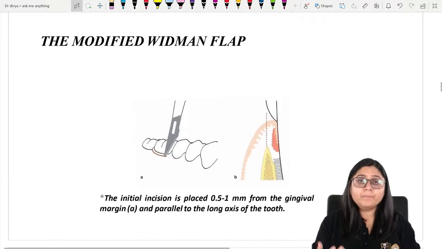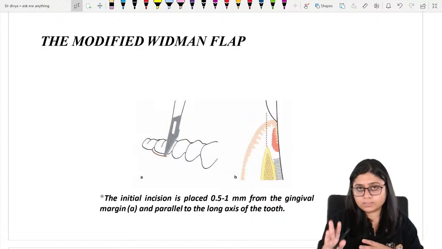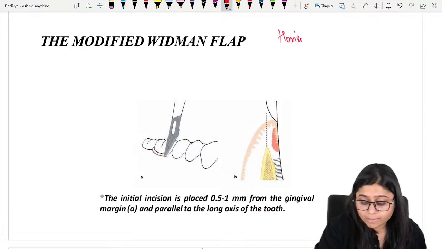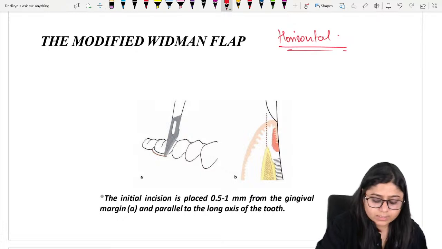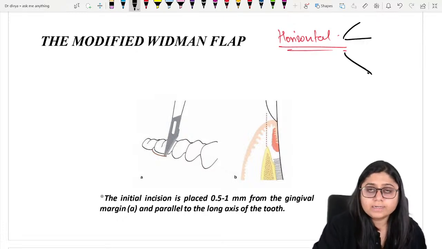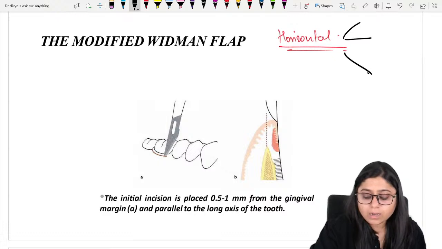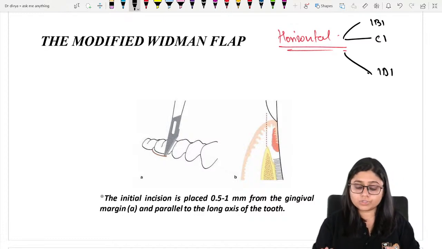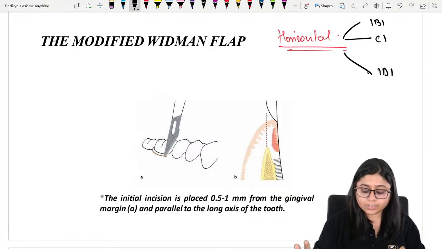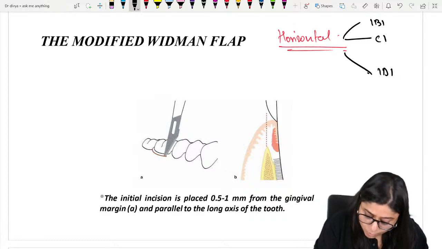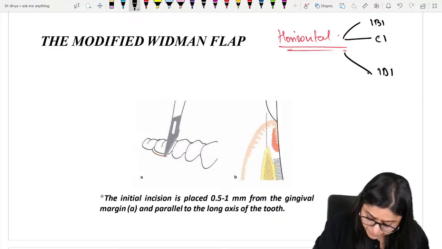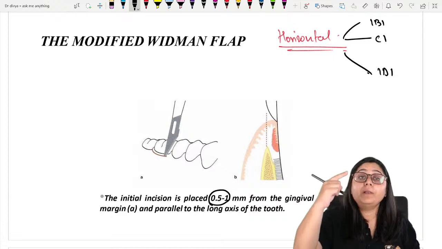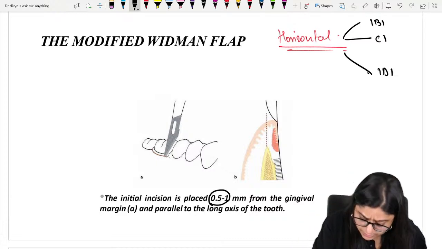And in the modified Wiedemann flap, all three horizontal incisions are used. I hope you know, we have already discussed that the horizontal incisions are the internal bevel incision, crevicular incision and interdental incision. All these three horizontal incisions are used and we remove the pocket lining. When the incision is given below the gingival margin, it is given 0.5 to 1 mm below the gingival margin. So we give the incision like this.